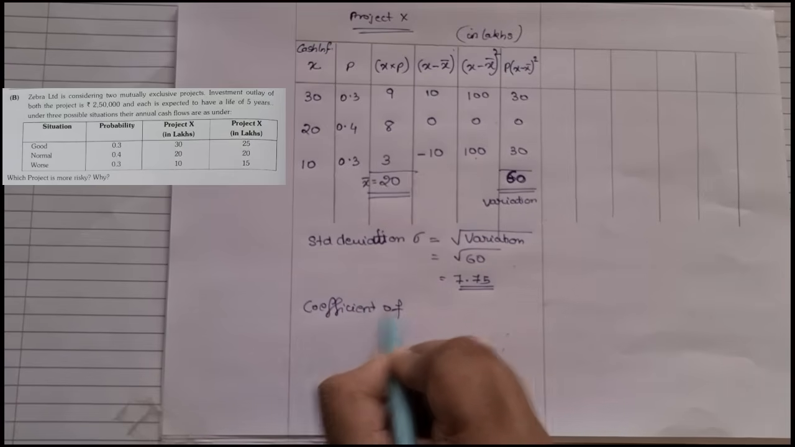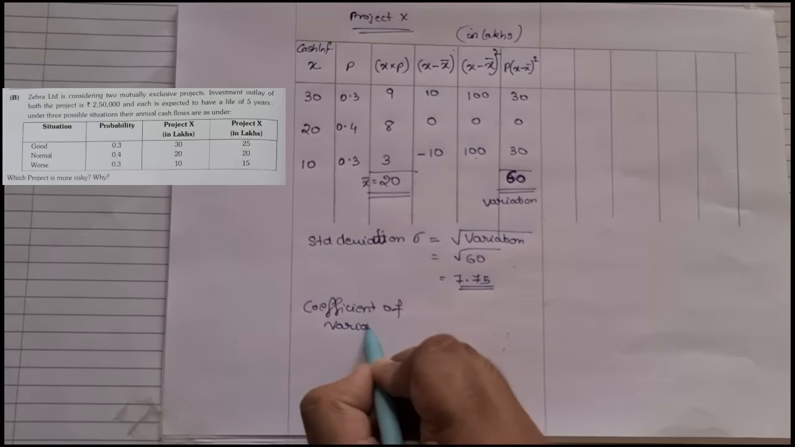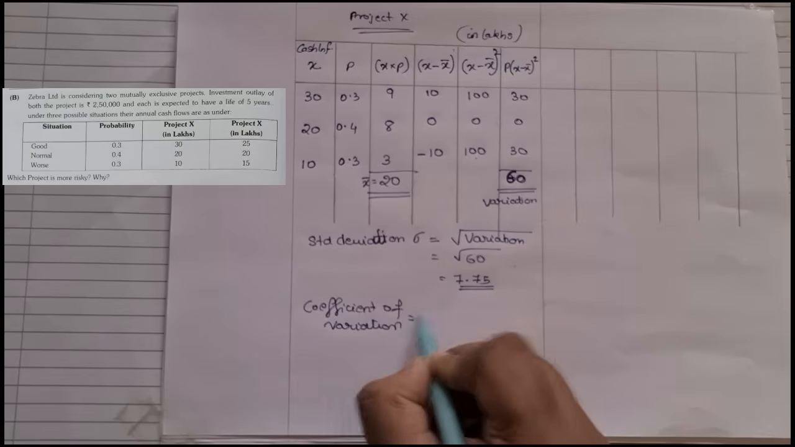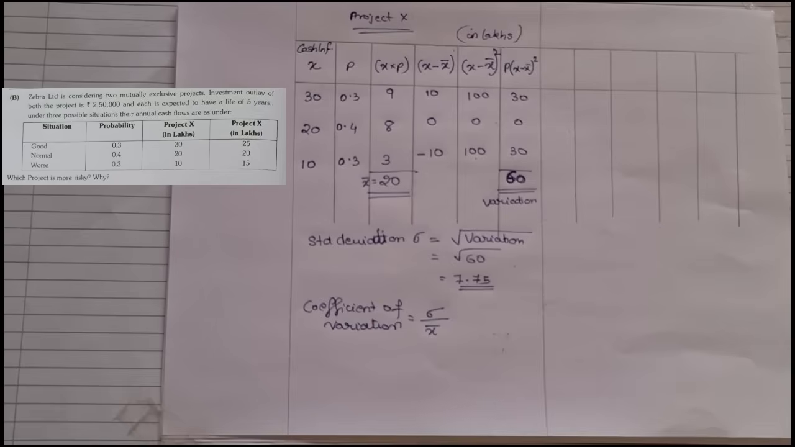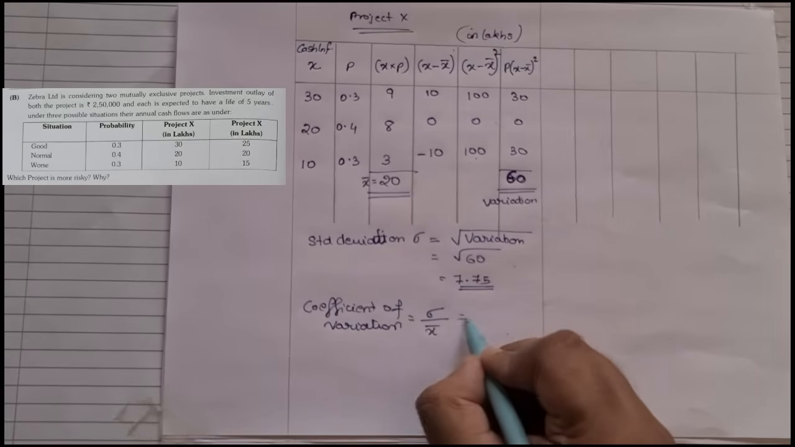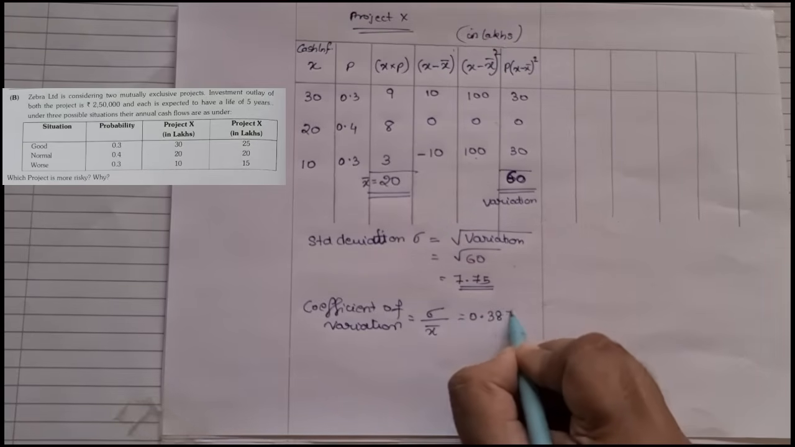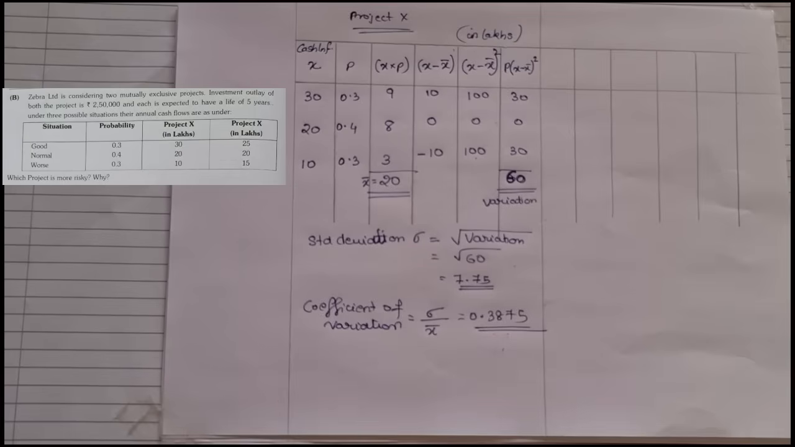So coefficient of variation is equal to standard deviation upon X bar. The standard deviation was 7.75 and your X bar was 20. So we divided by 20, we got the value as 0.3875. Now same way we will do for project Y.